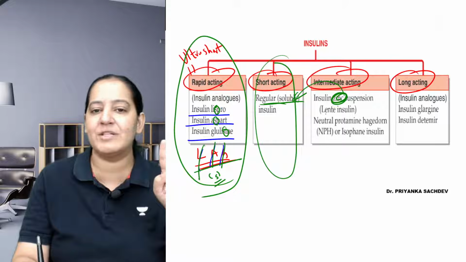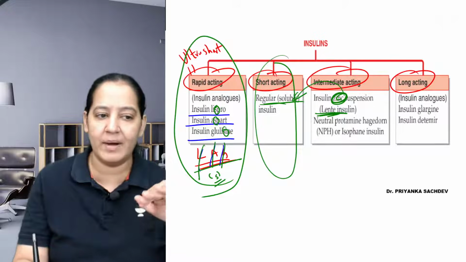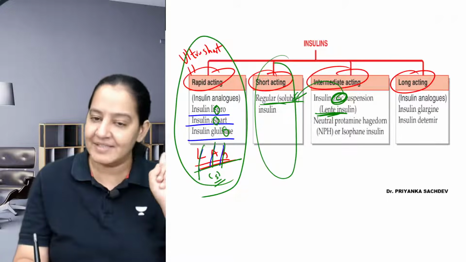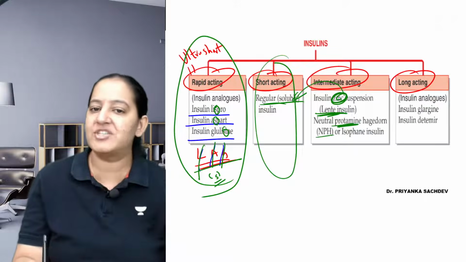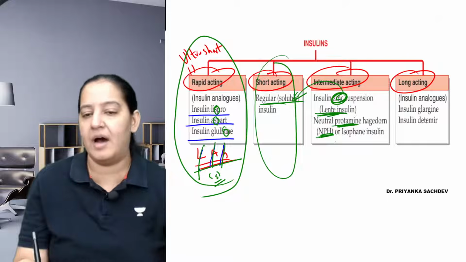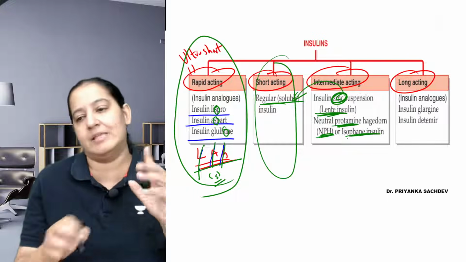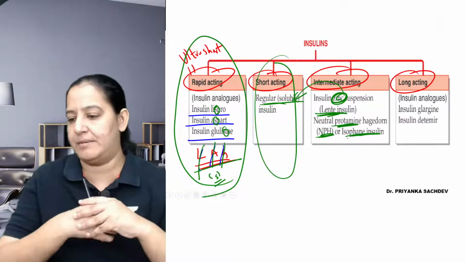Suspension. Insulin zinc suspension or Lente insulin. The zinc one is the Lente. You got my point? And the second one, instead of zinc, if we add protamine in the regular one, it is known as neutral protamine Hagedorn or isophane insulin. So you have to learn all these names, right?